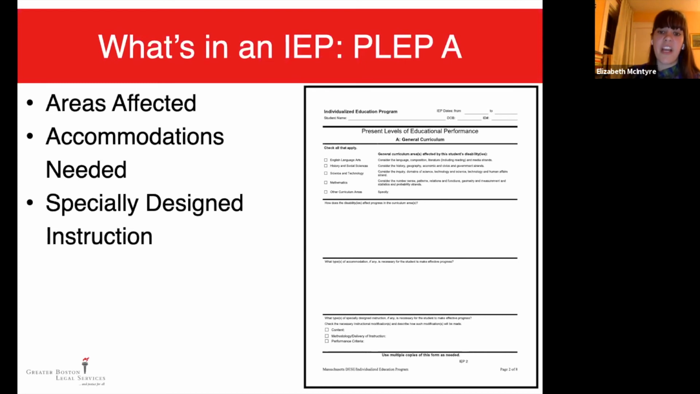So this is where we're saying, all right, here are the accommodations that this student needs. Remember, that's things like extra time or preferential seating, or they need a fidget spinner or things like that. The next part asks for specially designed instruction. So this is where we talk about this student needs a special education teacher to come in and support them during math, or this student needs a small group reading program, or something like that.